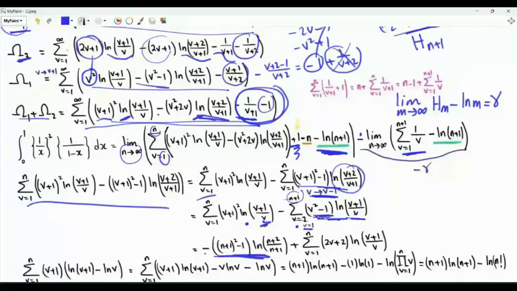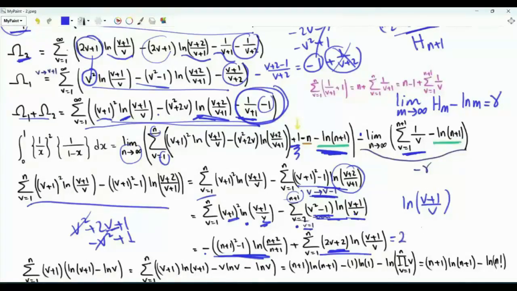Let's write this extra term here. We have minus, between brackets, (n plus 1) squared minus 1, ln of (n plus 2) over (n plus 1). Then when we combine the sums, we have ln of (v plus 1) divided by v. From here we have v squared plus 2v plus 1. From there we have minus v squared plus 1. These two guys cancel and we are left with 2v plus 2.